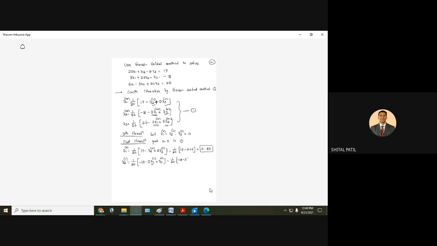Minus 18 minus 3 times 0.85 plus 0. How much is this? Minus 0.9? No, it is not like that. It is minus 1.0275. Absolutely, minus 1.0275. Please check this. Then x3 raised to 1, 1 upon 20.